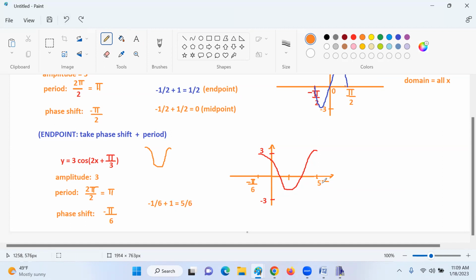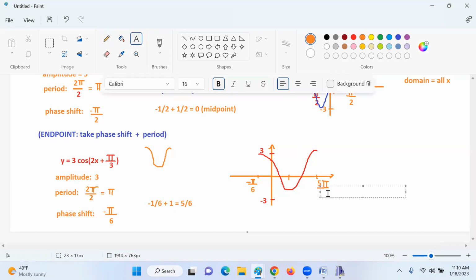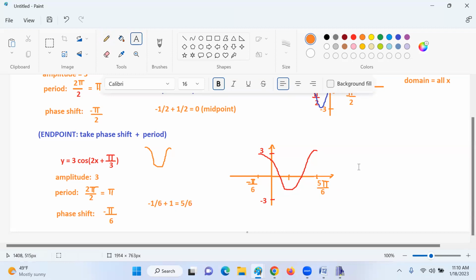Oh my goodness, I have such a hard time sketching those. 5 pi over 6. Are we good with this, people? Hello? Are we good?